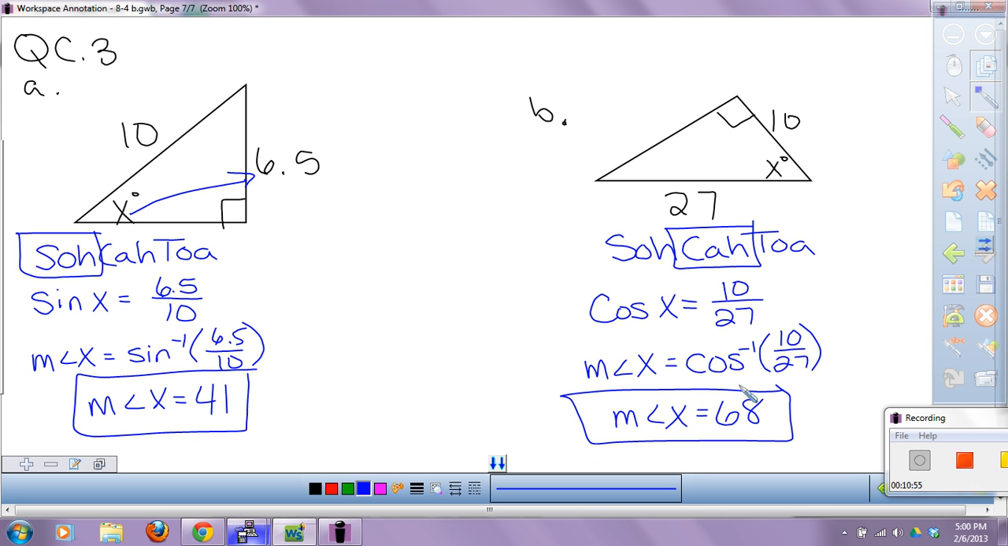Okay, that's it for the end of this lesson on sine and cosine. So you are ready now to work on your homework. Good luck.